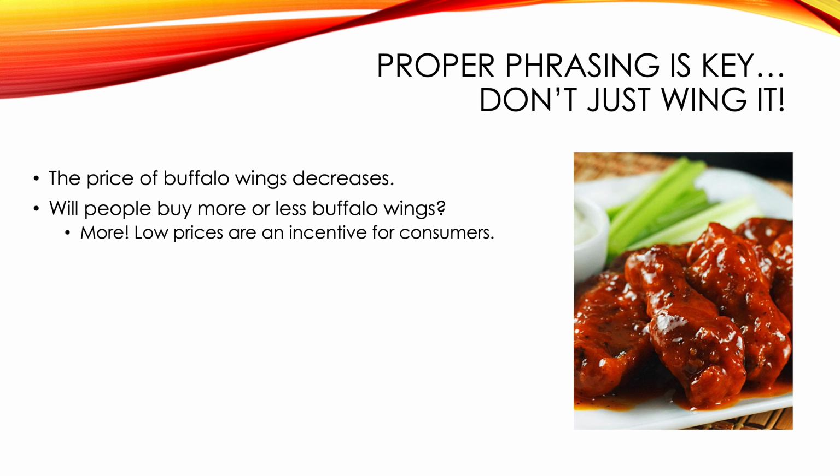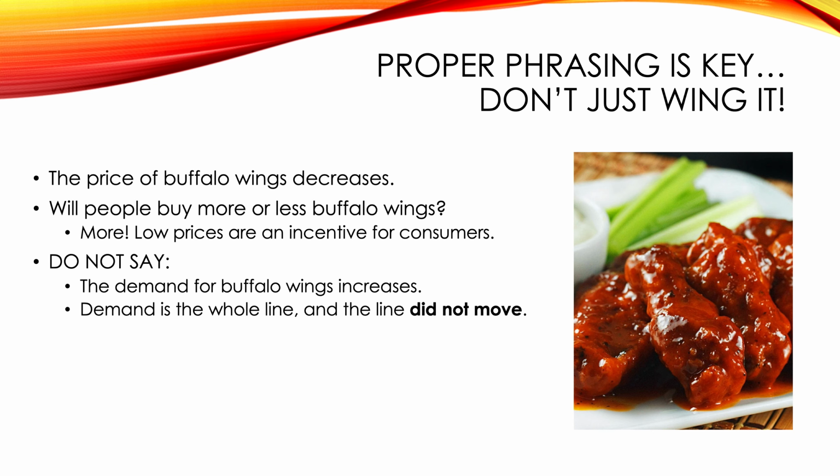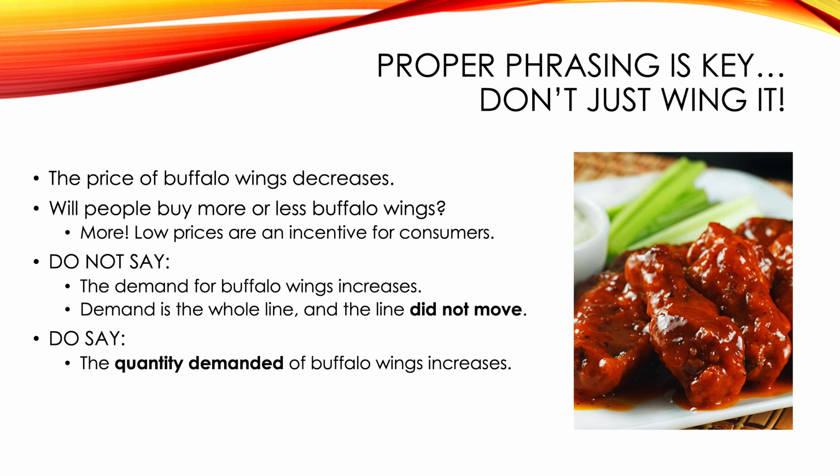But when it comes to throwing around the word demand, people are often careless in how they do this. So for instance, the price of buffalo wings decreases. Do not say the demand for buffalo wings increases. That would be wrong. The demand for buffalo wings is not increasing because demand is the whole line and the line did not move, right? Nothing changed along the line. All we're doing is finding a new quantity demanded. So don't say the demand for buffalo wings increases if the price decreases. If the price for buffalo wings decreases, say this: the quantity demanded of buffalo wings increases. Because all we're doing here is finding a new X value, quantity, for the new Y value, the new price. So it sounds like kind of a nitpicky difference to focus on, but one is correct and one is not correct, and they actually mean very different things.